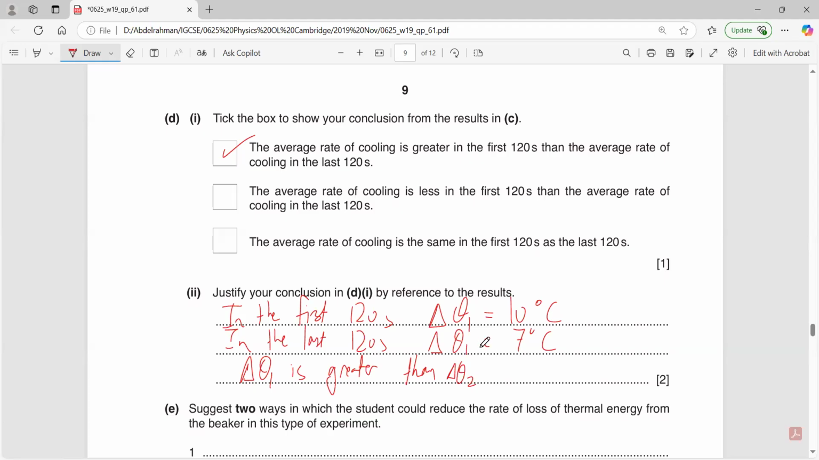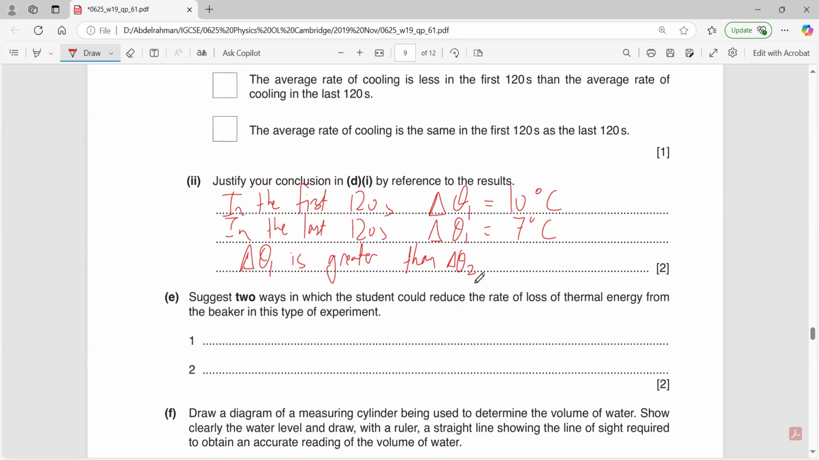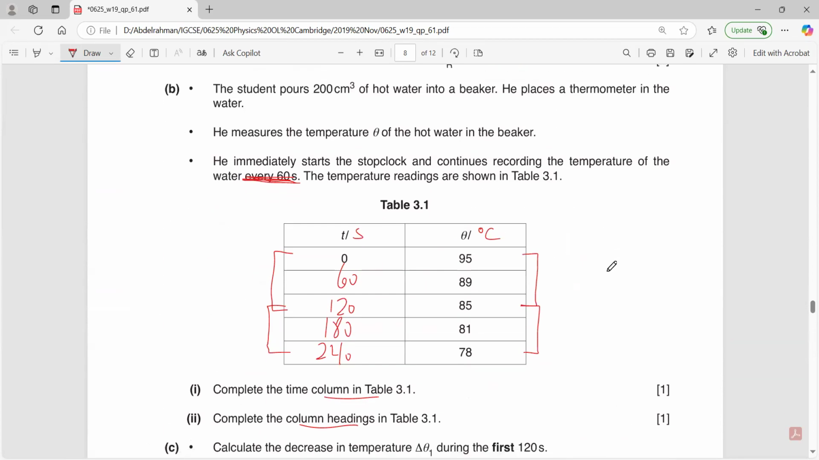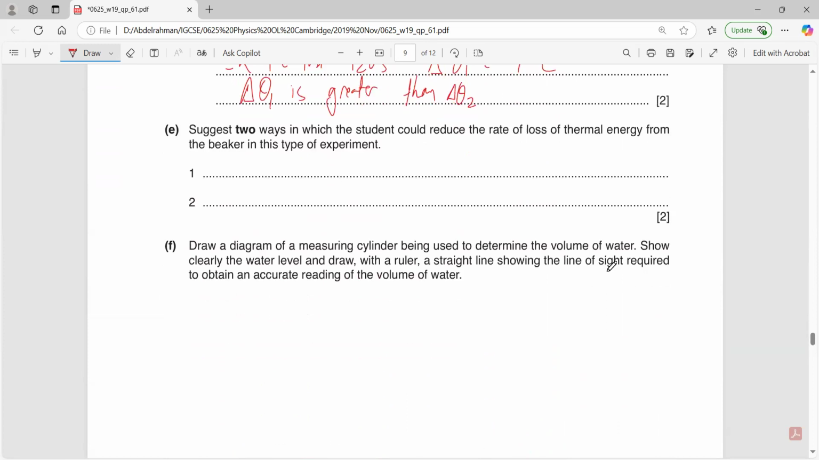Suggest two ways in which the student could reduce the rate of loss of thermal energy. How can he reduce the rate of loss of thermal energy? In this question, he had a beaker with some water in it. Using insulation. What do I mean by using insulation? If you have the beaker, can I wrap it with some wool or cotton or whatever insulator, some sort of insulating material? Yes, I can do that.